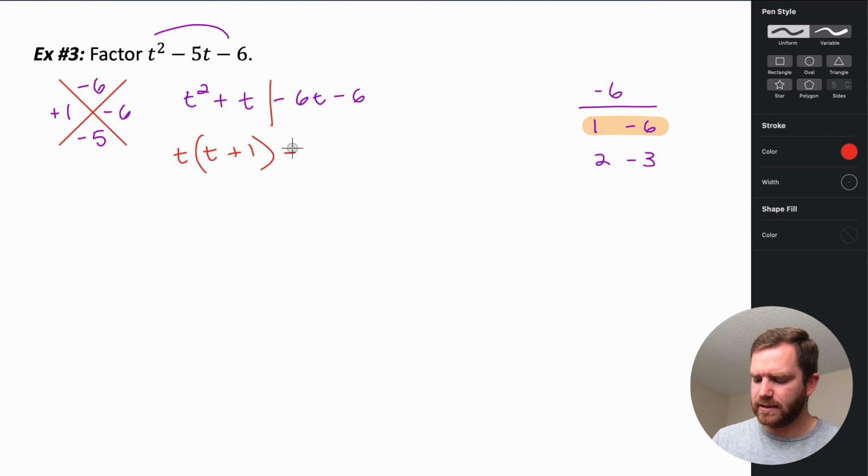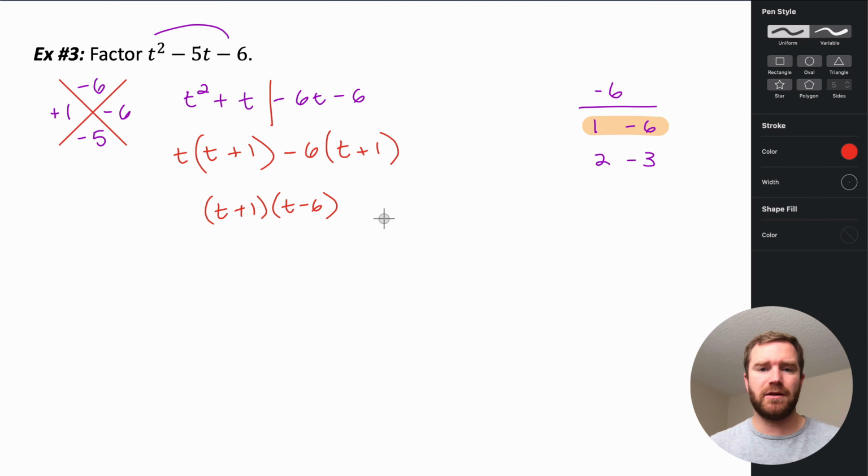Again, the leading coefficient is negative, so I'm going to pull a negative out. What do these two have in common? They're both divisible by 6. Negative 6 times what is negative 6t? Well, negative 6 times a positive 1 is negative 6, and then we also need the t. And then negative 6 times what is negative 6? Again, a negative times a positive gives me a negative, so I'm going to have to multiply by a positive 1. So this is our first group, t plus 1. And then our second group is t minus 6.